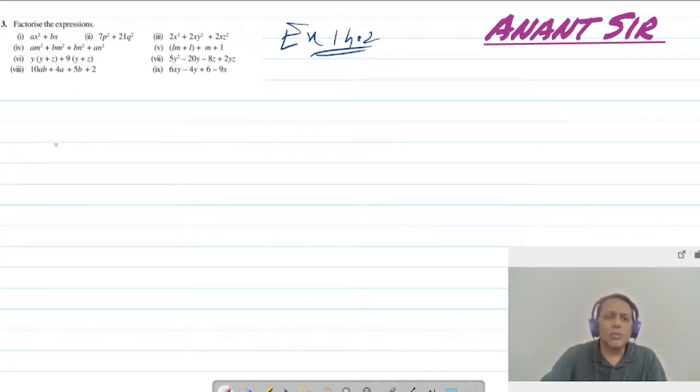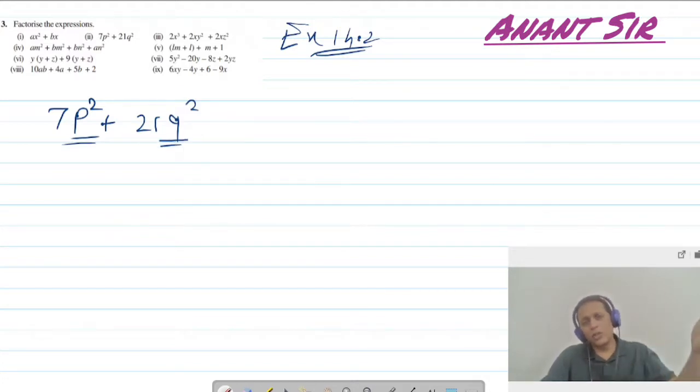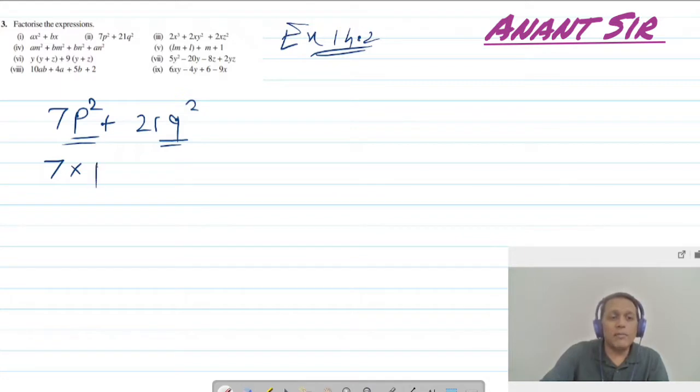It is also a similar question. 7p square plus 21q square. Now variable cannot be taken common because in the first term it is only p and in the second it is only q. Although there are squares, but variables are different. But number can be taken common. 7p square and 21 can be written as 7 times of 3q square.